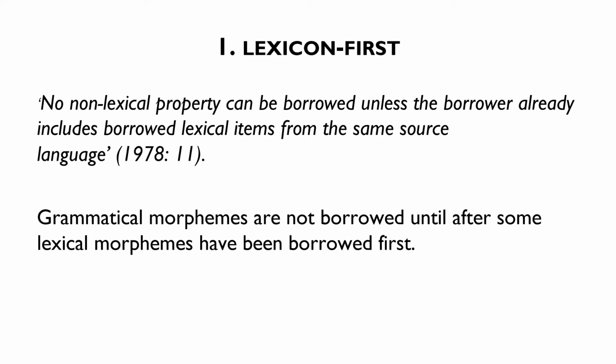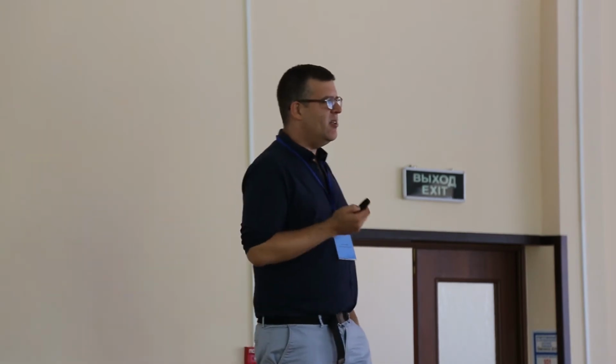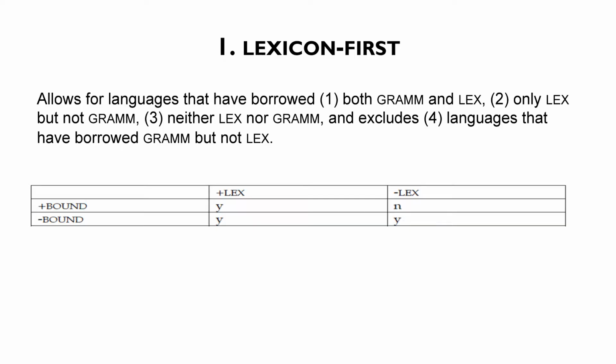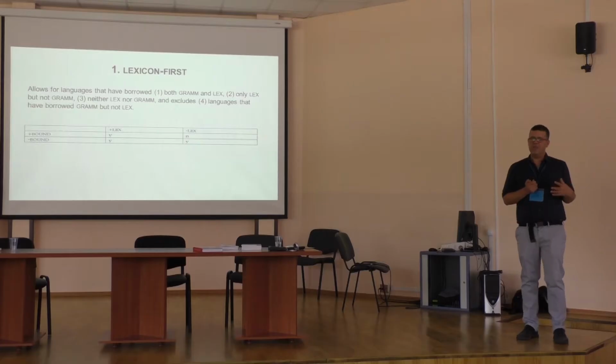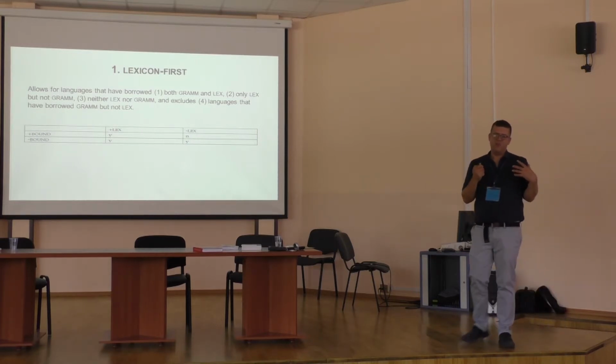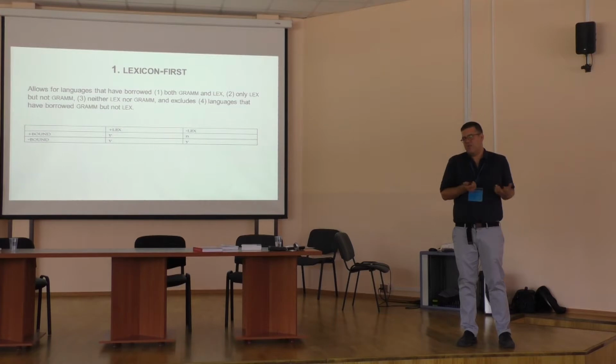Now what's interesting about this is that it's Greenbergian. I gave them names, by the way, and I also made these tetrachoric tables for you. But this is a really classical Greenbergian implicational universal, right? Because it allows for languages that borrowed both grammatical and lexical material, or only lexical but not grammatical material, or neither lexical nor grammatical material. It doesn't counter-predict these, but it excludes languages that have borrowed grammatical material but not lexical material. So this is great, because this is a hypothesis about what's a possible kind of language and what isn't.